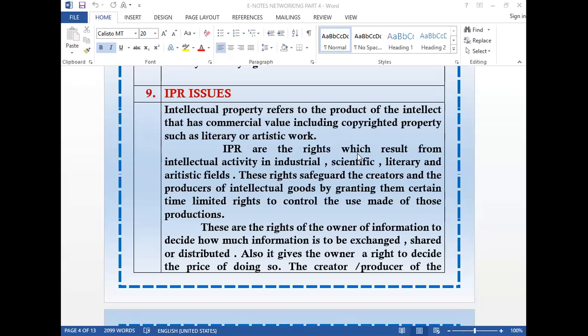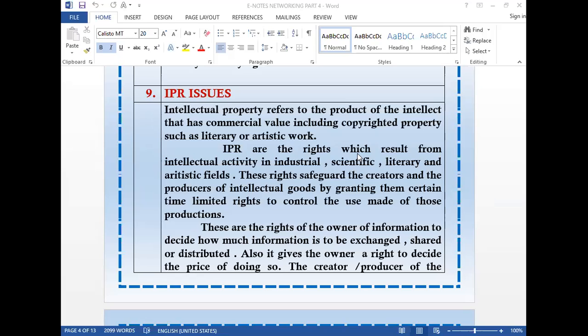The owner, the creator, or the producer may be of any industrial activity, any scientific activity, any literary activity, or any artistic activity. For that, the owner has full control and full right over his creation. So the owner must get his intellectual property safeguarded and protected.